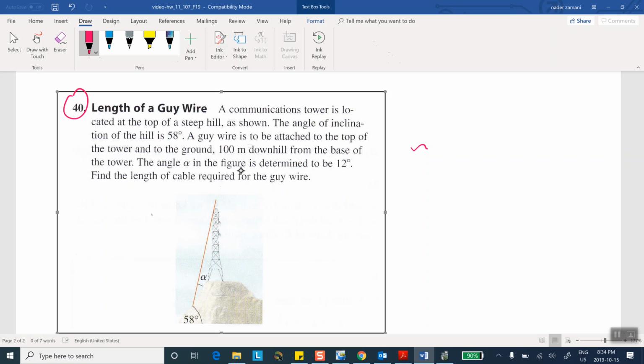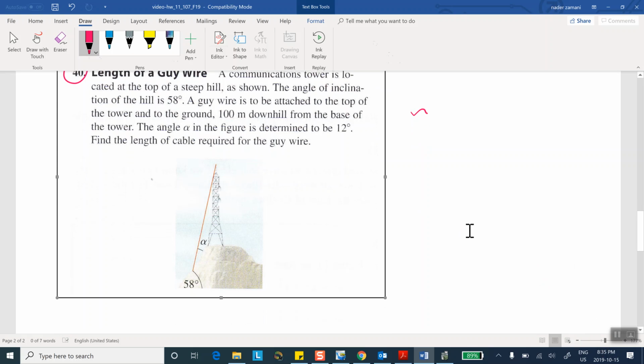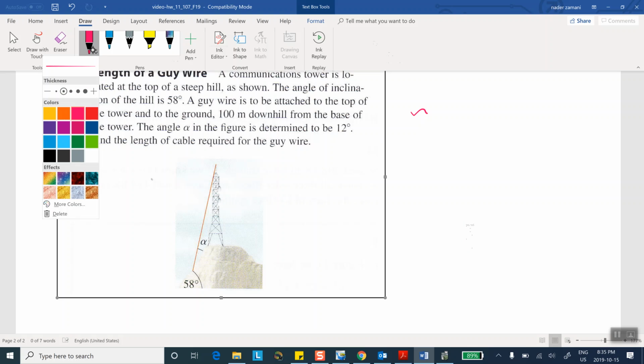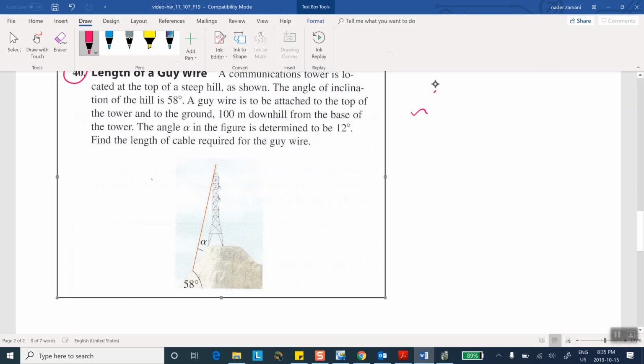The angle alpha in the figure is determined to be 12 degrees. Okay, so this is 12 degrees. All right. Find the length of the cable required for the guy wire. Now, I'm still not quite sure exactly what they're saying here, so let's read it again. A communication tower is located at the top of a steep hill. Okay, so there's a steep hill. You can see that, right, like this. Okay, fine.